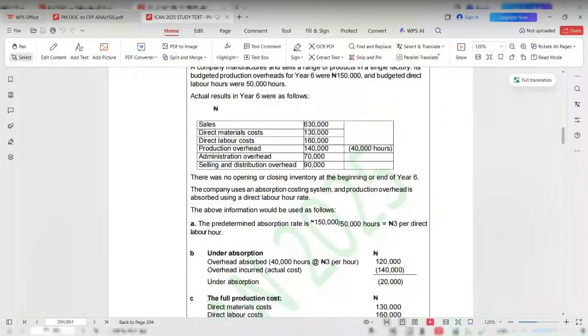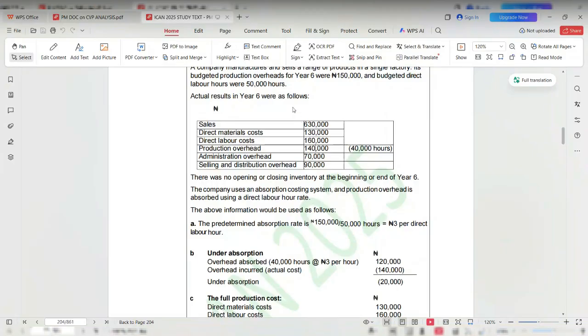So now, we have gotten this 120,000 overhead absorbed, the 40,000 hours multiplied by the overhead absorption rate we calculated. This is what we actually budgeted. But the actual amount we incurred is 140,000. As we can see, we did not budget up to the actual amount we used. That is under absorption, because what we budgeted was based on 3 naira. But when the actual cost came, we have 140,000. That is under absorbed.